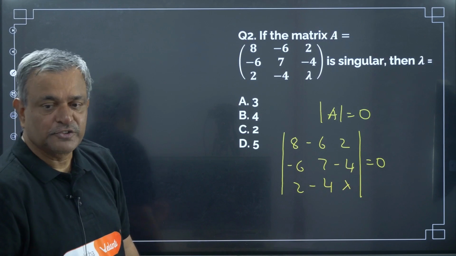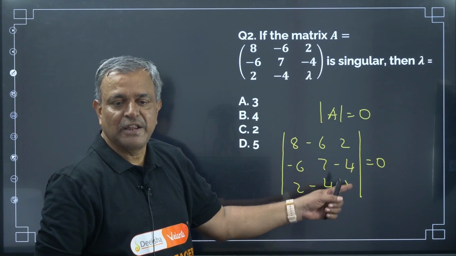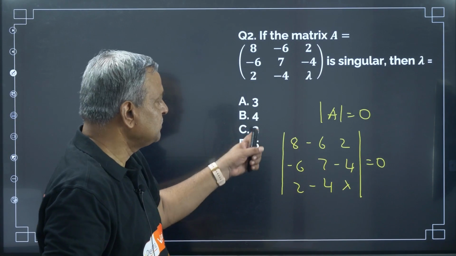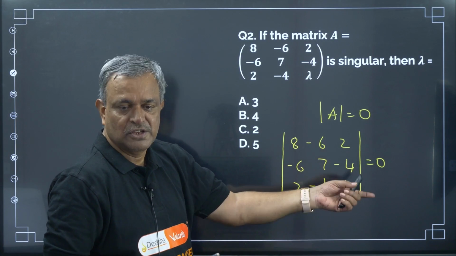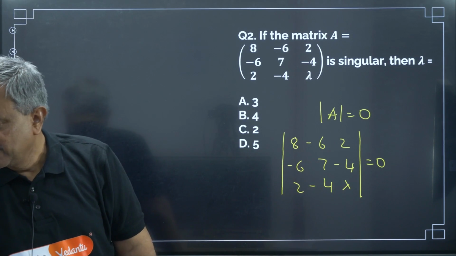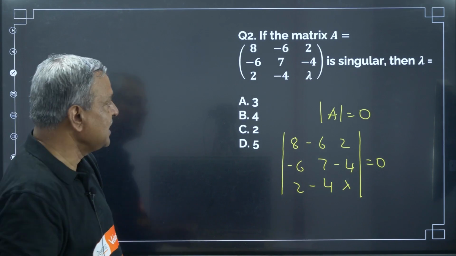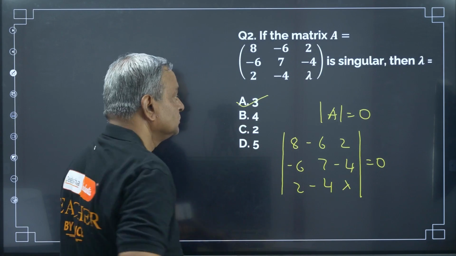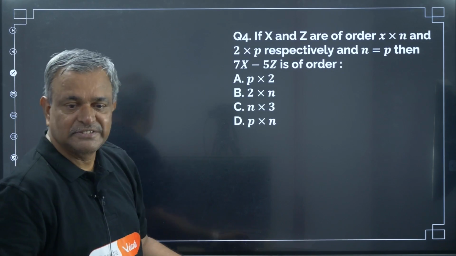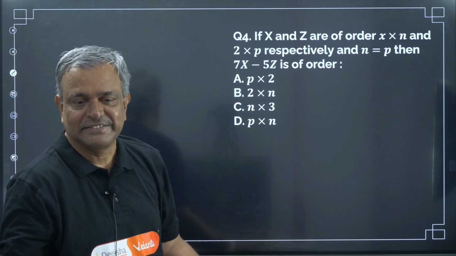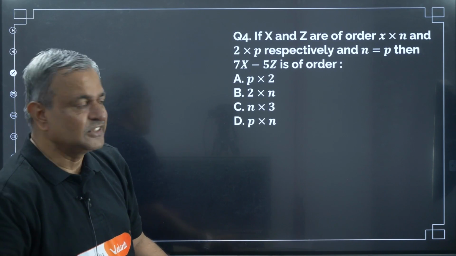Otherwise also, if you have made any mistake, you can cross check by the answers. Keep on substituting, check that the value is coming out to be 0. Any method you can apply, and the answer comes to be option A. 3 will come. Simple evaluation of determinant. So the concept is, determinant of a matrix equal to 0, then we say it is singular.